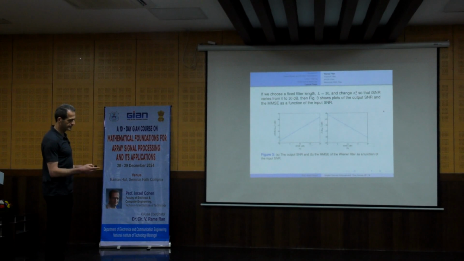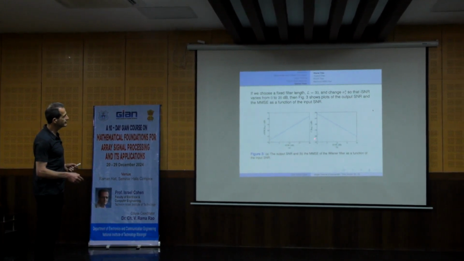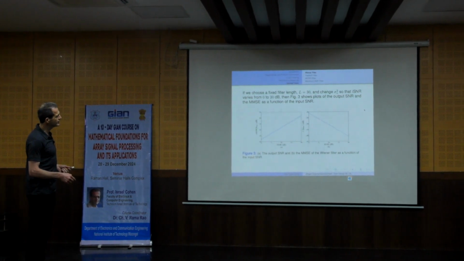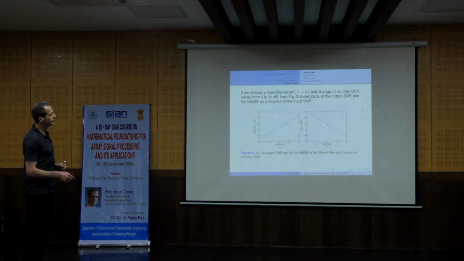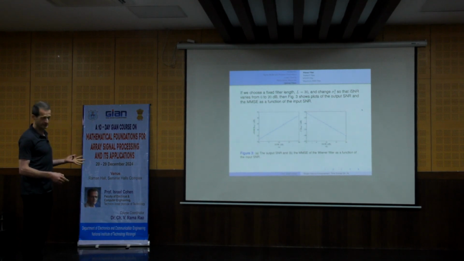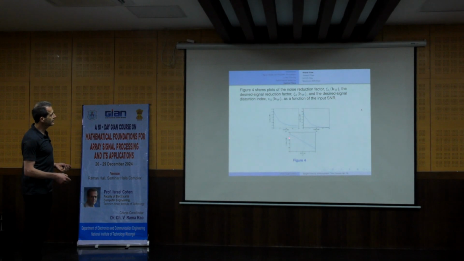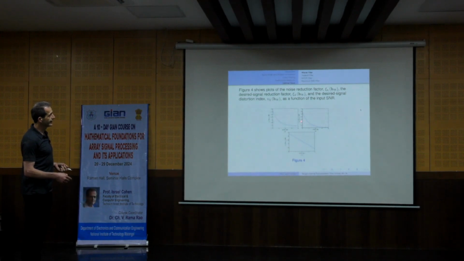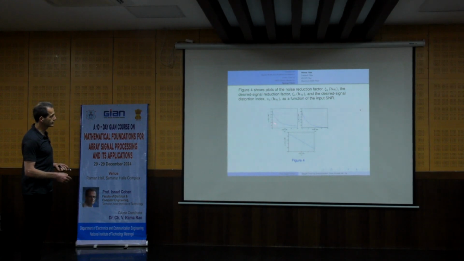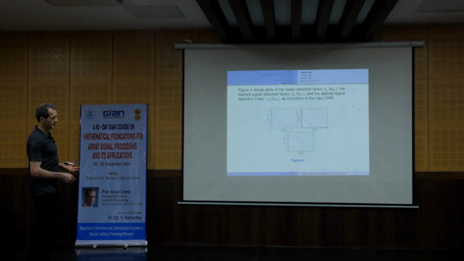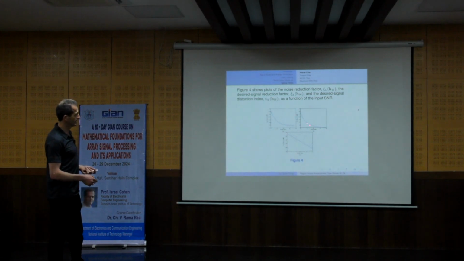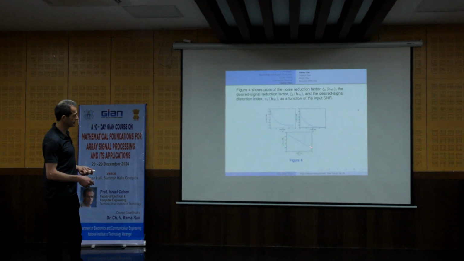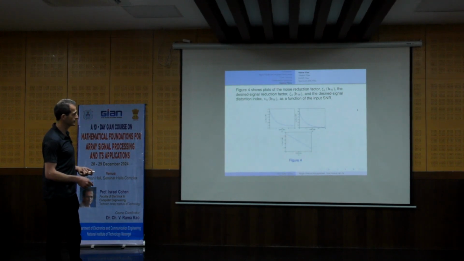Here we get the output SNR as a function of input SNR, and the MMSE as a function of input SNR. You see that when the input SNR increases, of course the output SNR also increases, and the minimum mean squared error decreases. This is obvious because we have less noise. And these are the noise reduction factor and the distortion as we increase the input SNR. The noise reduction factor decreases, which makes sense because we have less noise, so we need to reduce less noise. Also the distortion index decreases when we increase the input SNR.